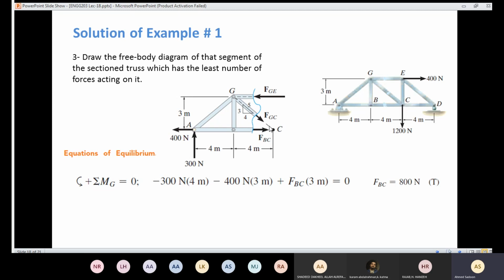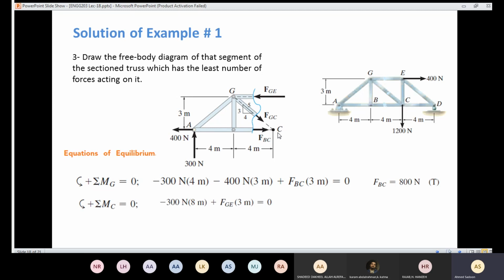If you take the moment about the point C, you are going to eliminate those two forces, and you can easily solve for FGE. If you take the moment here, this one is going to cause a positive moment and the perpendicular distance is 3. This one is going to cause nothing, and this one here is going to cause a negative moment and the perpendicular distance is 8.